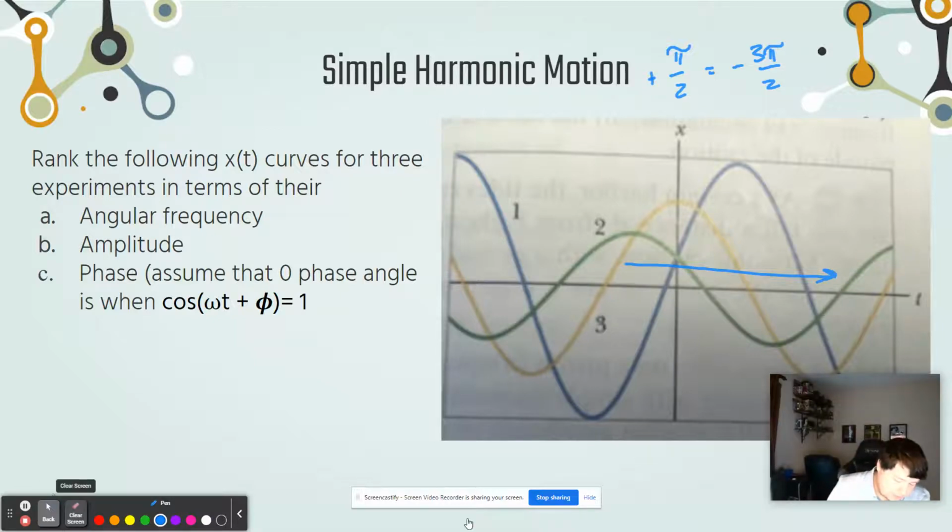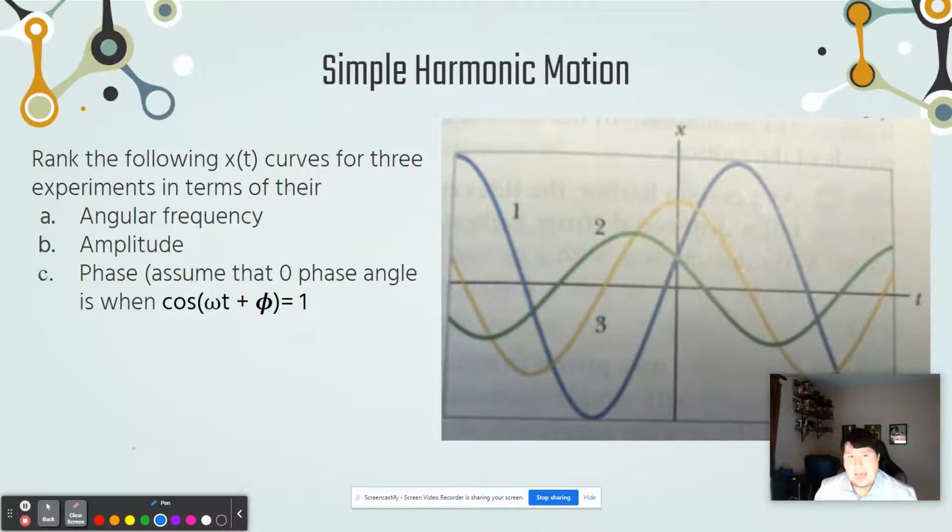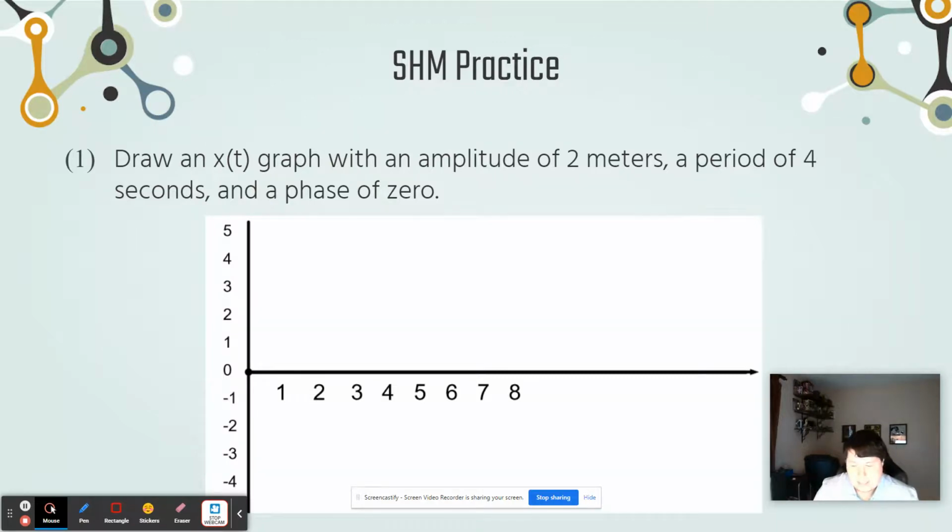Okay, let's head on and take a look at, besides position, could I think about other variables when it comes to periodic motion? And the answer is definitely yes. But before we do that, let's take a look at some graphing practice, because one skill you do want to have is to be able to actually sketch or graph these curves. So this first one says, draw a graph of position versus time with an amplitude of 2 meters, period of 4 seconds, and a phase of 0.